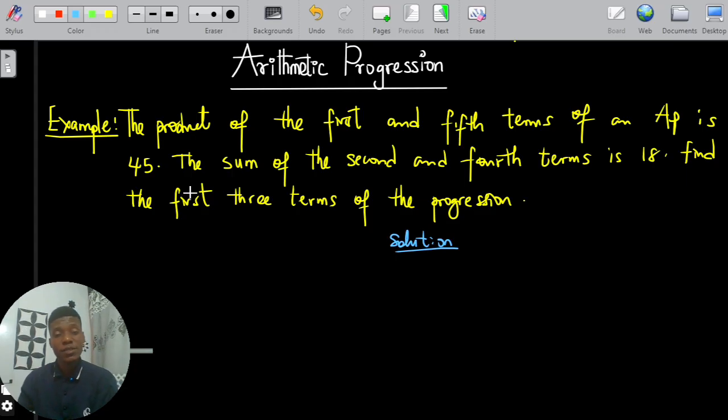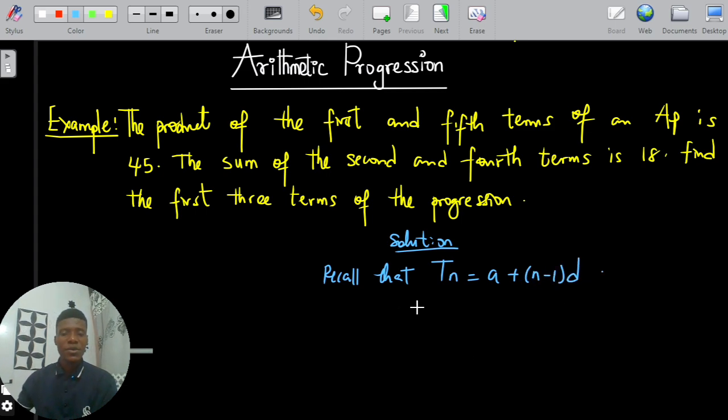Let's take a look at this question. The product of the first and the fifth terms of an AP is 45. The first term there is representing T1. Recall that Tn is generally the same thing as a plus (n minus 1)d, where a is our first term and n is the number of terms.